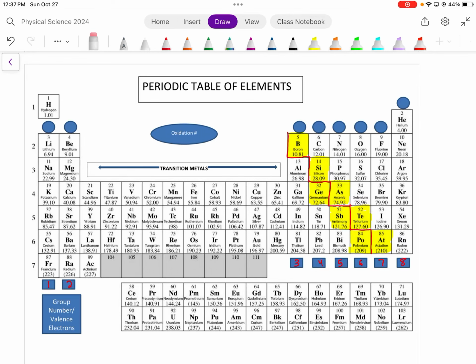We need to label one final item on our periodic table, and that is the oxidation numbers. We've identified metals, nonmetals, metalloids. We've identified the valence electrons, and we've utilized those. The last item we need is those oxidation numbers. And for those, if we look right here, this is where those are at. It's in the circles up on top, and so we're going to fill those in right now.